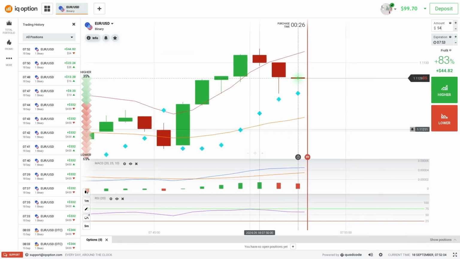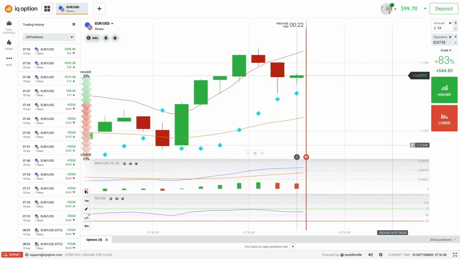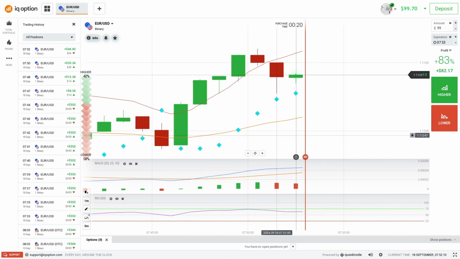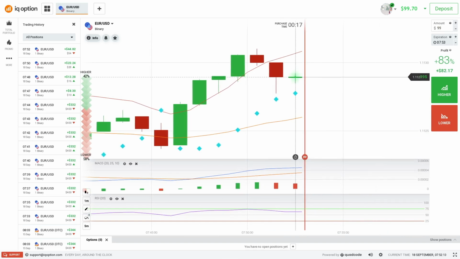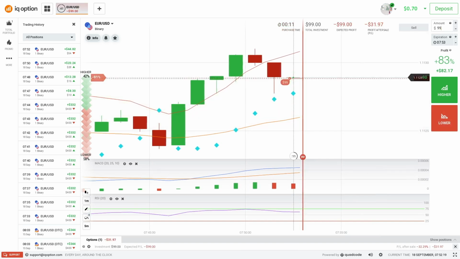Another win. I guess here I will expect a downtrend. I will expect another red candle. This means let's go down. Let's put $99. Let's go. Yeah, let's go down. I guess this will be another win.